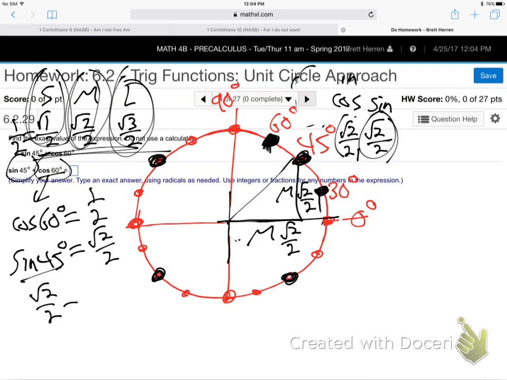They want root 2 over 2 plus root 3 over 2. There we go. We gave them what they wanted without using a calculator.